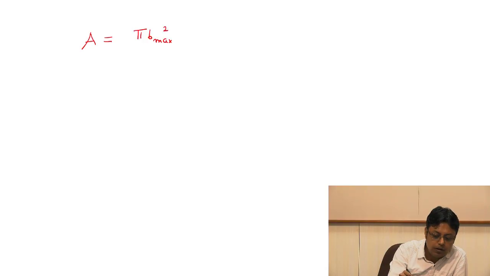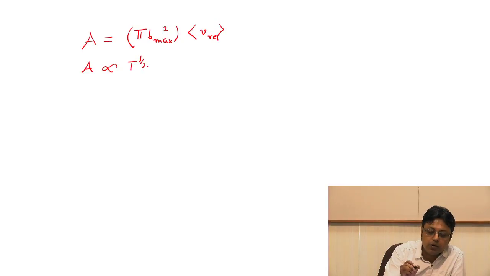times v_relative average. Now you see that A has a temperature dependence because v_relative goes as the square root of temperature. So the temperature dependence is not only coming from the exponential part, it is also there. So the pre-exponential factor is also temperature dependent. Now, we'll give you some problem sets where you will be asked to use this formula and calculate the rate constant for a reaction for which you already know the rate constant.